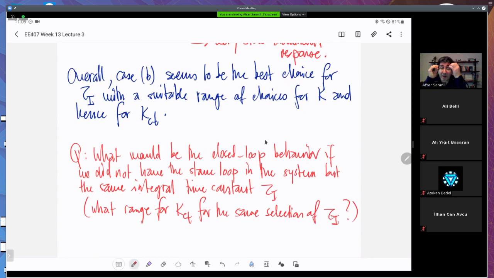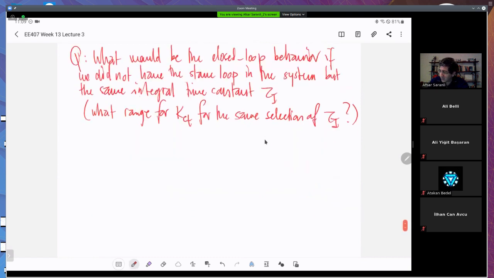Okay, so what I'm trying to see is if the inner loop did not exist, I had the original valve and the original plant, and let's say I had the same integral time constant, what would have been the range of KCT that I would be able to choose from? Okay, so that's one way of asking a question about the non-existence of the inner loop. Let me sketch what I mean by that.